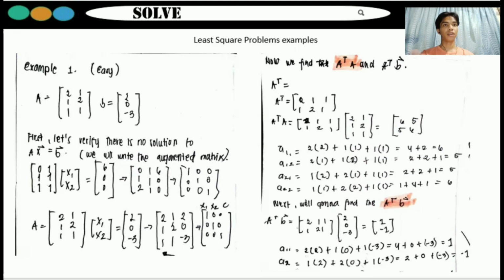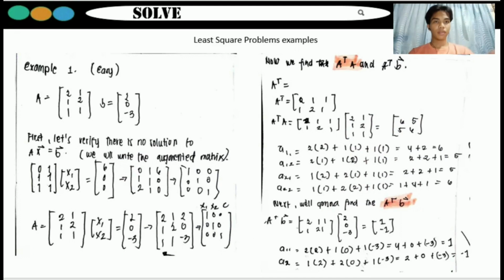So we have here our example number 1, which is A equals column 1, which is 2 1 1, column 2, which is 1 2 1, and as for our B, it is equal to 1 0 and negative 3. So the first thing that we need to do is to verify if there is no solution to AX equals B. Afterwards, we will write the augmented matrix.